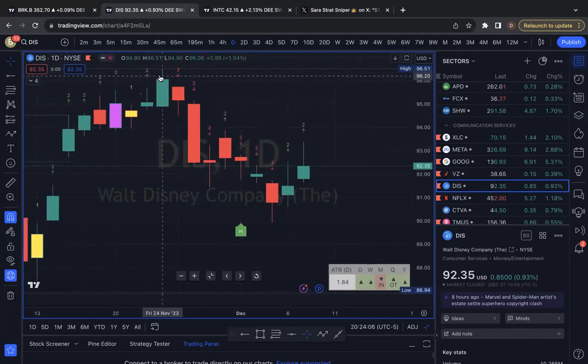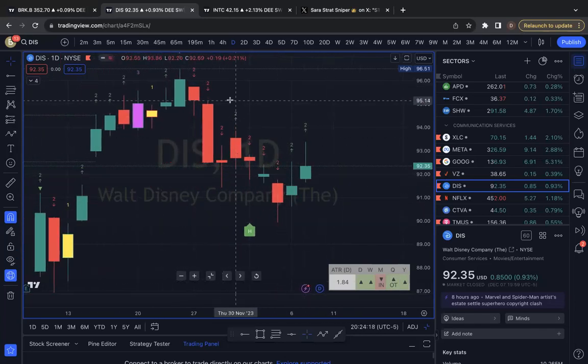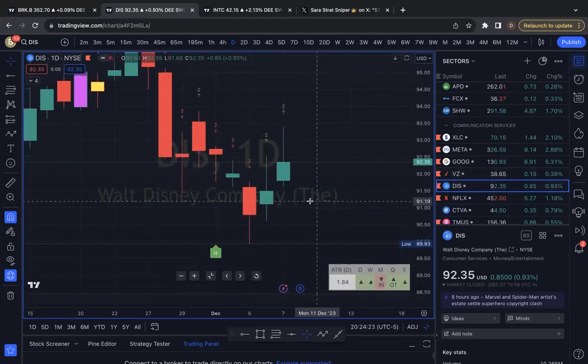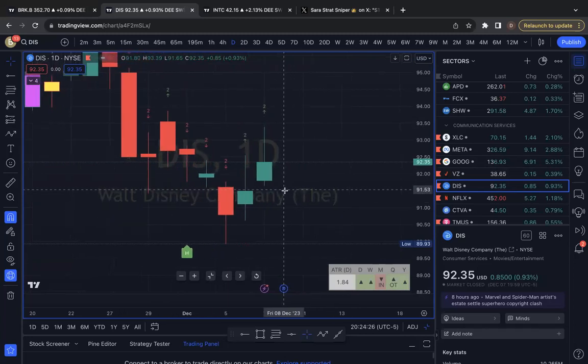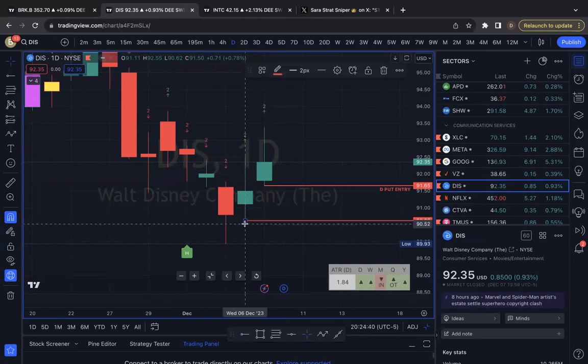So if we know we're in a downtrend, right, and then we have this small little run up, and then we have a shooter at the top, and we know that we're in a downtrend and it may likely want to continue the downtrend, we can anticipate a 2-2 reversal. What I mean by anticipate is we're going to be looking for the next candle to break the low right here to get into puts.